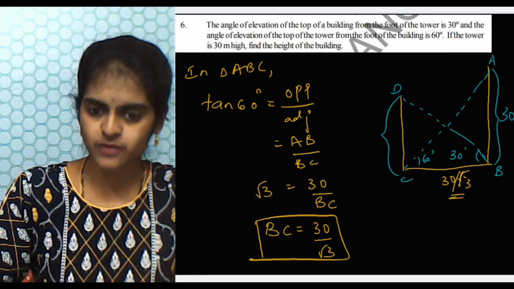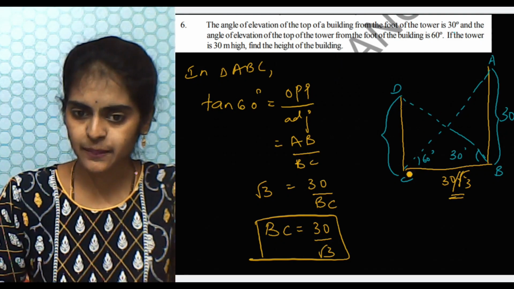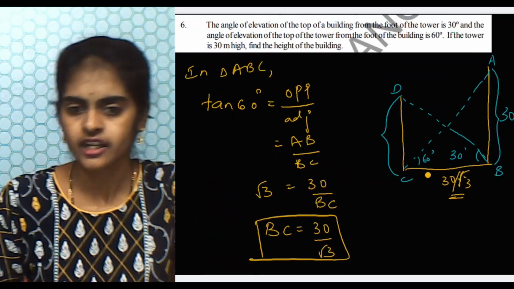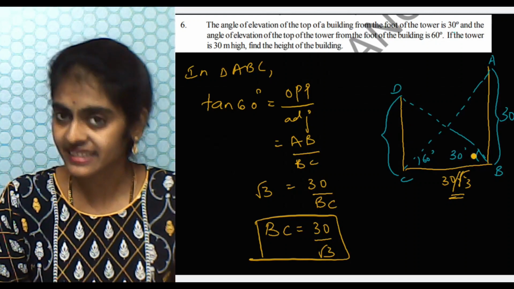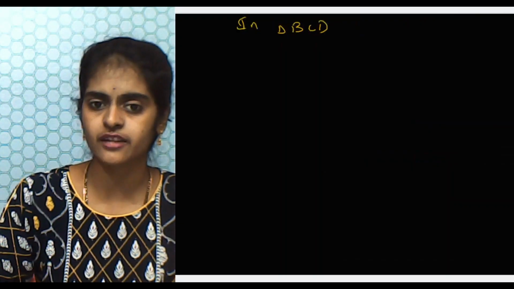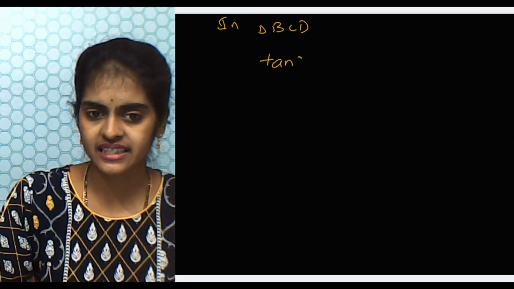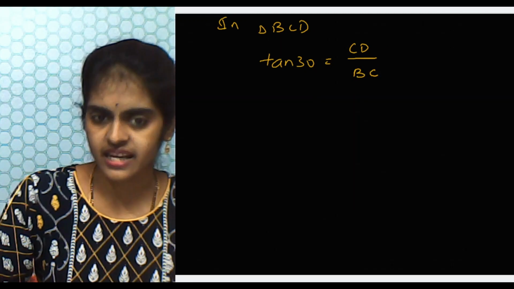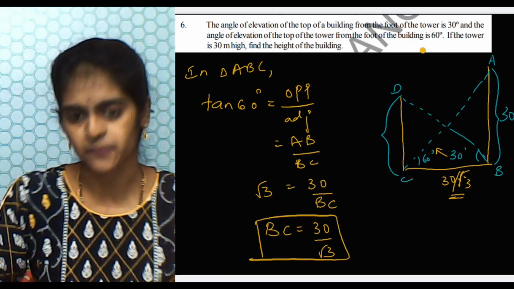Let us move on to the next one now. So in triangle BCD, what do you have? Here also this angle is 30 degrees. CD is the opposite side of 30, so I'm taking tan 30. Tan 30 is nothing but opposite by adjacent. The adjacent side is nothing but BC.